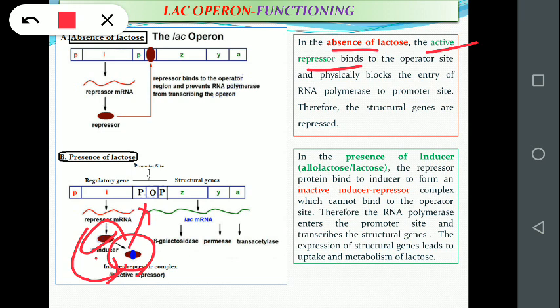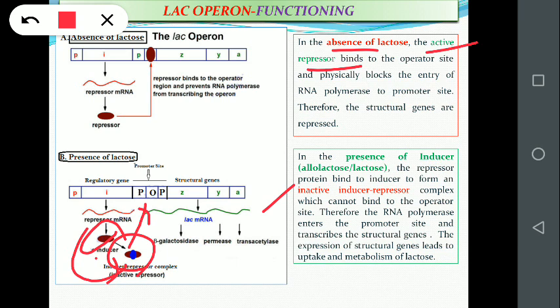RNA polymerase enters the promoter site and transcribes the structural genes to produce a long mRNA which contains three structural genes. This kind of mRNA is called polycistronic mRNA. From this mRNA, three gene products will be produced. The first one is beta galactosidase, the second one is permease, and the third one is trans-acetylase. From the polycistronic mRNA, we get these three polypeptide chains, ultimately the proteins necessary for the metabolism of lactose. So this is what happens.